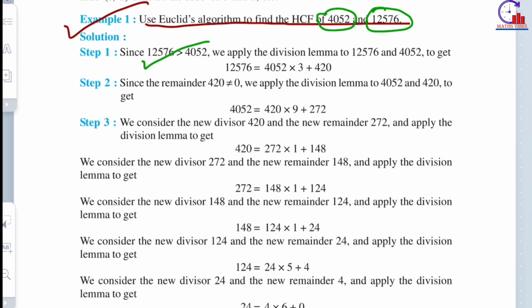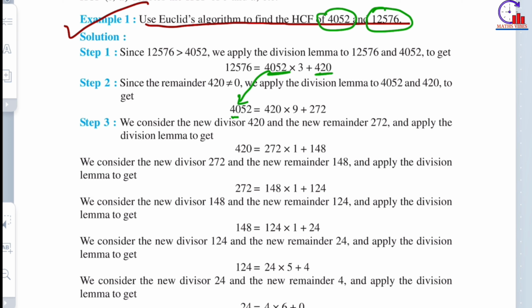So this is the bigger number, and you can write the numbers in this way with Euclid's division lemma. Now here, 12,576 is equal to 4052 into 3 plus 420. This 420 is not equal to 0. That means you have to go to other steps by using Euclid's division lemma in this way.